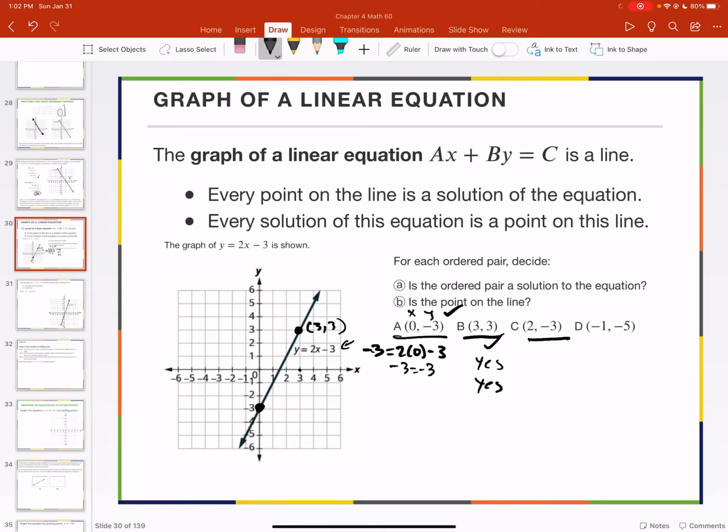And what about 2, negative 3? When x is 2, y is negative 3, that's over here. That's not on the line, so no, not a solution. Okay, not on the line. See, it's over there. How about negative 1, negative 5? Negative 1, negative 5, yes. So yes, it's a solution. And yes, it's a point on the line.